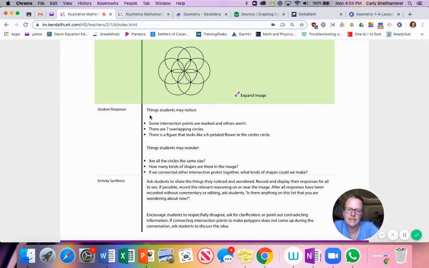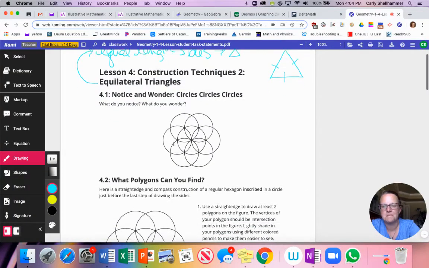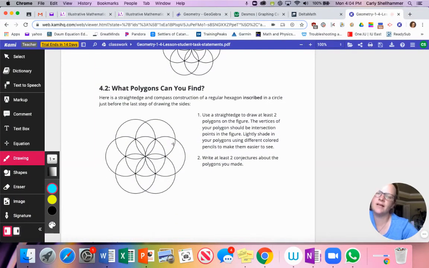There's a figure that looks like a 6-petaled flower in the center, and then you wonder, are all the circles the same size? How many kinds of shapes are there in the figures? If we connected other intersection points together, what kind of shapes could we make? All right, so let's move on. What polygons can you find? If we were in the classroom, we would be using a straight edge to draw at least 2 polygons in the figure. We can't, but I can do this.